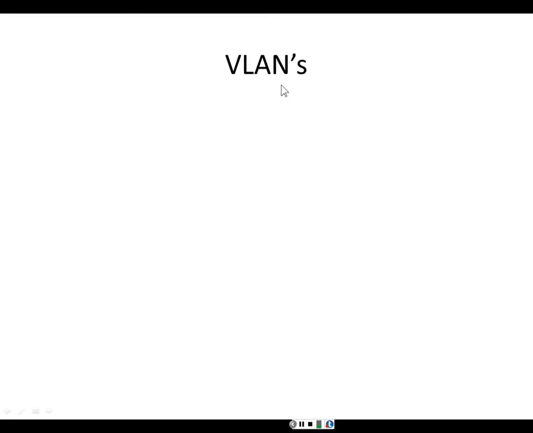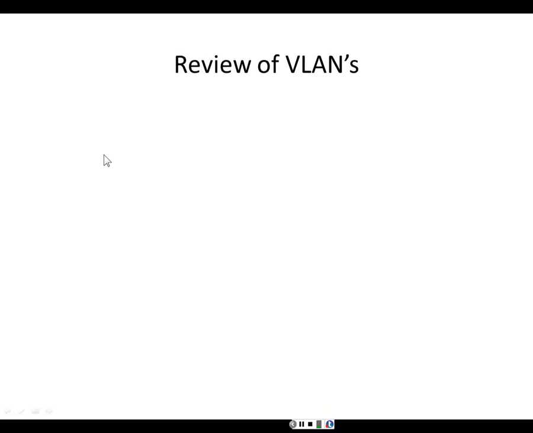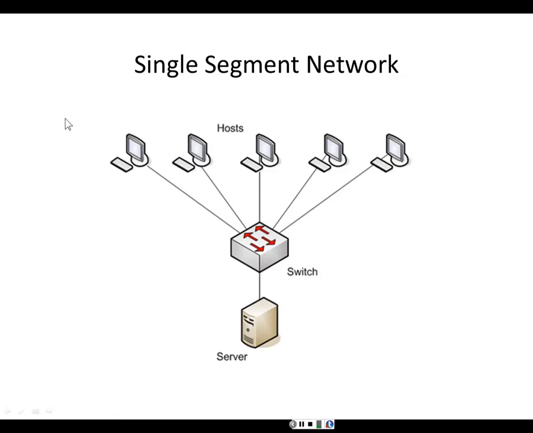VLANs, Virtual Local Area Networks. ESXi supports 802.1q VLAN tagging. Let's do a review of what's meant by a VLAN, a Virtual Local Area Network. In this simple single segment network, all of the computers are on the same segment. But what if I wanted to separate these computers from these computers?